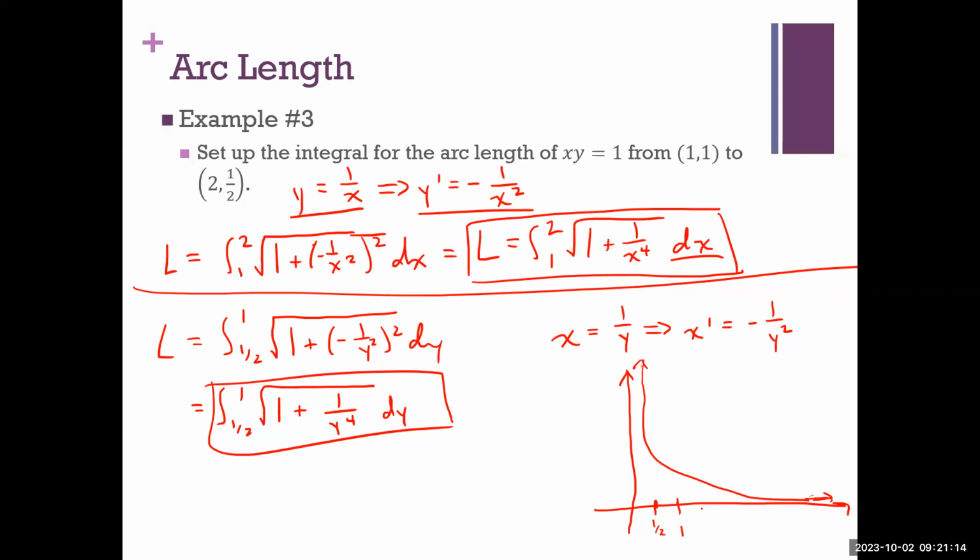Think about the way this thing behaves between one half and one, and one to two. So even though the interval is only half as long, what's happening between one half and one is there's a lot more vertical change than there is between one and two. So yeah, it might seem counterintuitive, but they will end up having the same length.